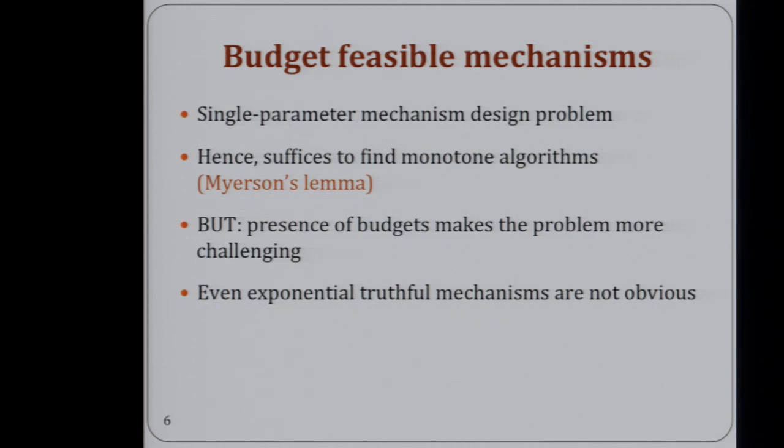By Myerson's lemma, it suffices to find monotone algorithms. I don't want to define actually what this means right now. But what I want to say is that if we did not have the budget constraint, it would be easy to construct exponential time truthful mechanisms by running the VCG mechanism or something like that. The presence of budgets makes the problem more challenging, and even getting exponential time truthful mechanisms is not an obvious thing.